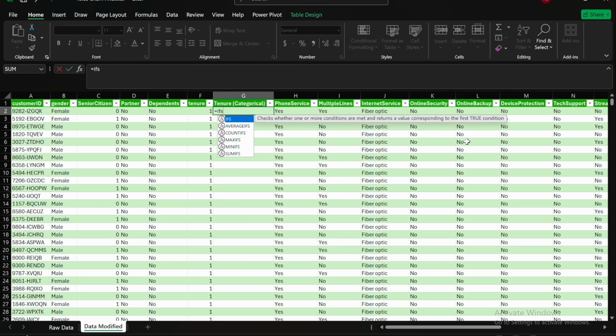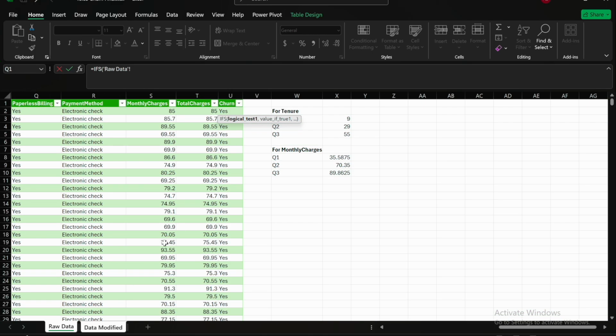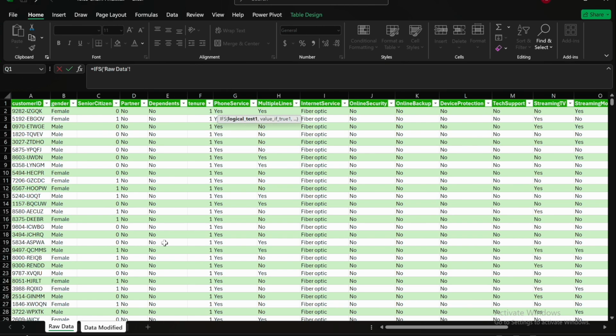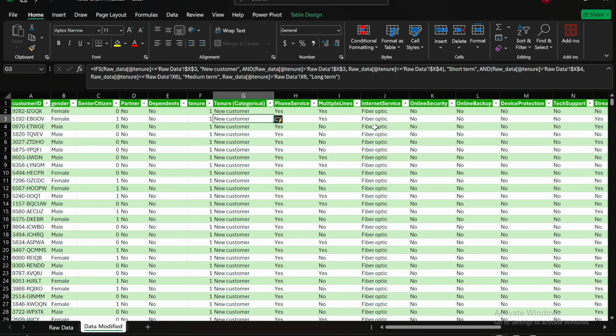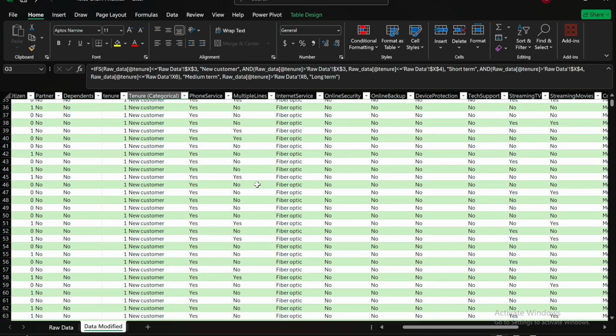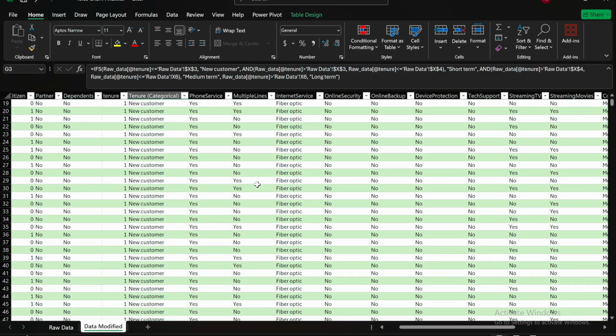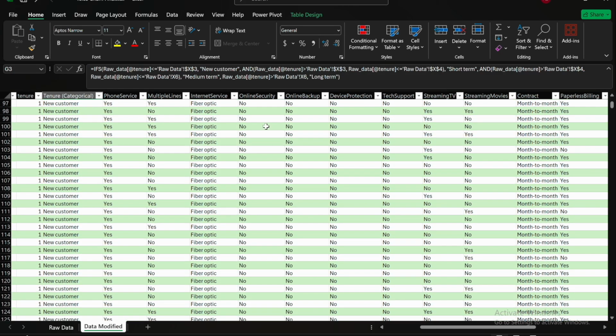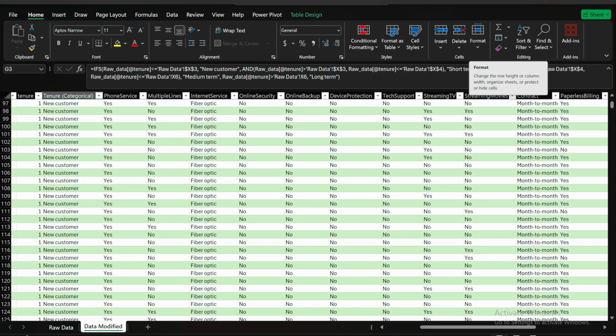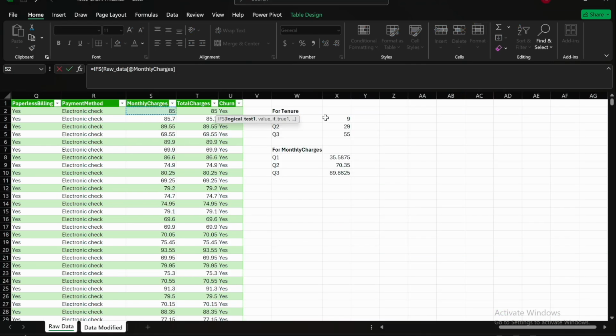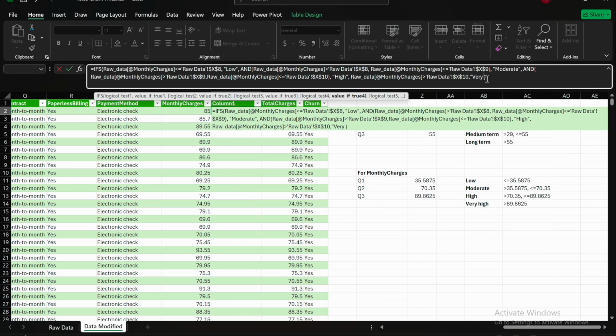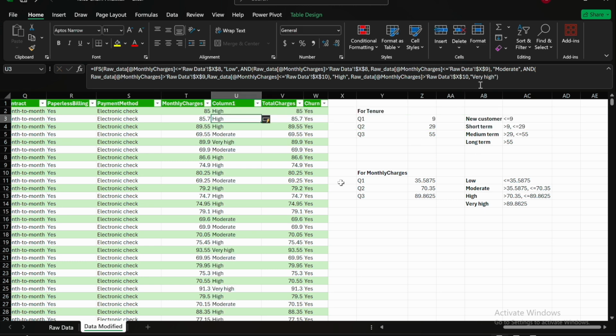Some columns were continuous. They were turned into categorical. So for tenure, for example, classes were introduced based on quartiles. Basically, it was turned into four different classes: new customers, short term, medium term, and long term. The same thing was also done for monthly charges, for four different classes.